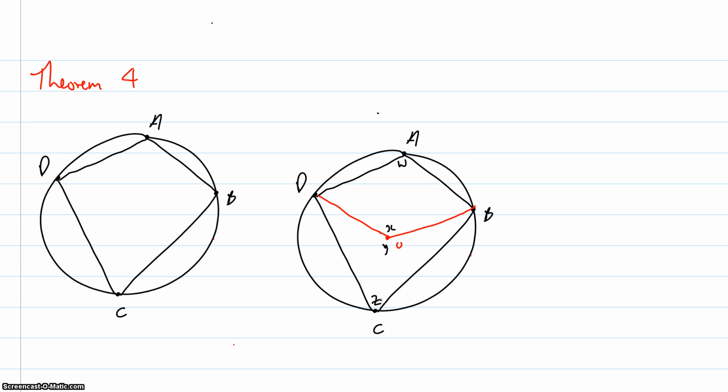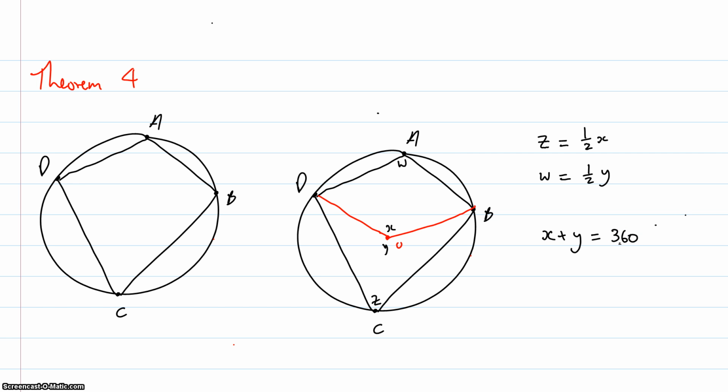Now based on theorem 1 that we looked at, if I look at this shape just here, I know that angle Z is half of angle X, because angle X is twice angle Z. And I also know that angle W is half of angle Y, again based on theorem 1. What I also know is that x plus y must equal 360.